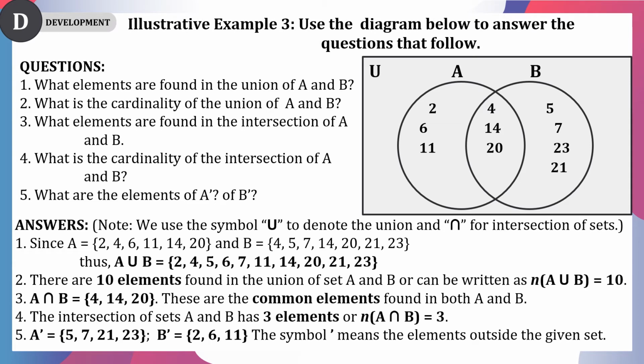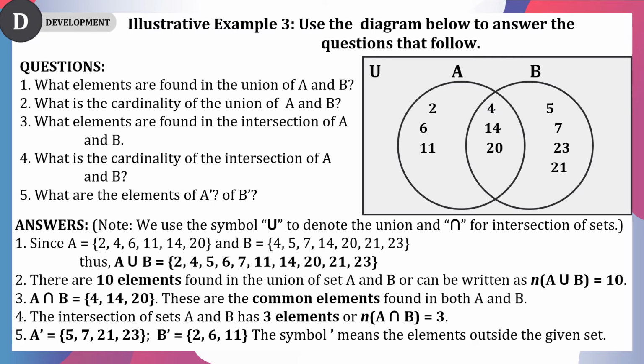Illustrative example 3. Use the diagram below to answer the questions that follow. Given the universal set with subsets A and B and elements 2, 4, 5, 6, 7, 11, 14, 20, 21, 23. Let us have question number 1. What elements are found in the union of A and B?